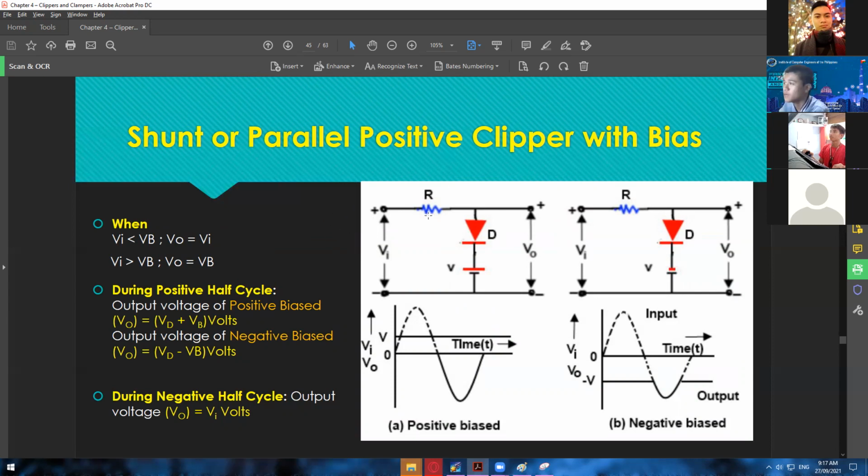Anyway, in here we now have a bias connection. This one is still a positive or parallel positive clipper, but this time it now has a bias voltage. So of course we have here a positive bias and then negative bias. This is what will happen if we have a positive bias, and this is what will happen if we have a negative bias. Again, this depends on the value of our VI and the voltage bias or the VB.